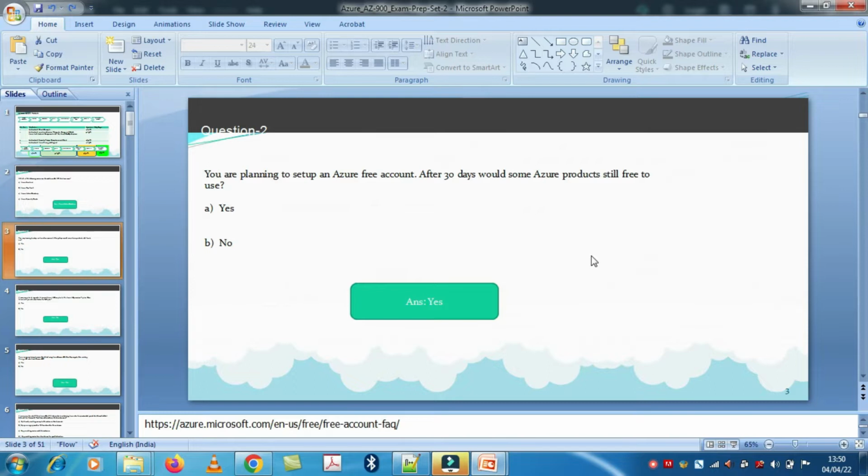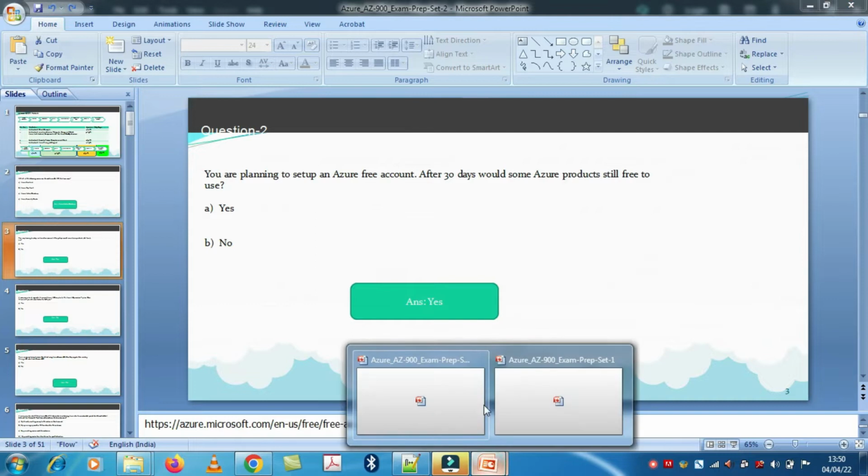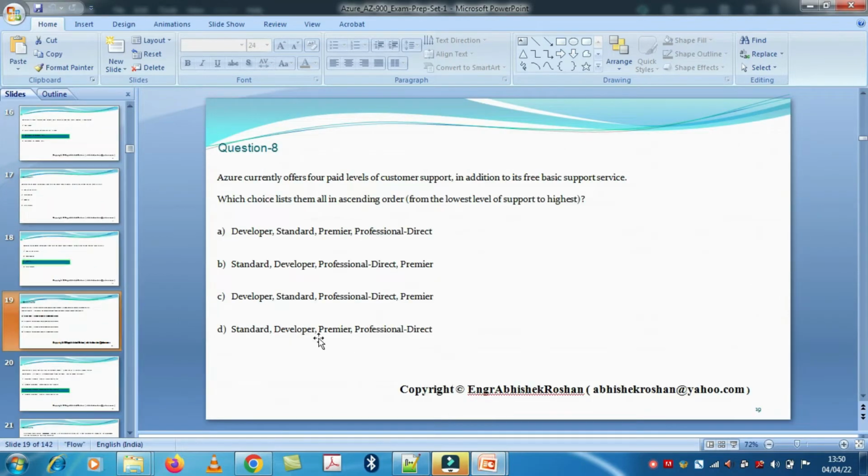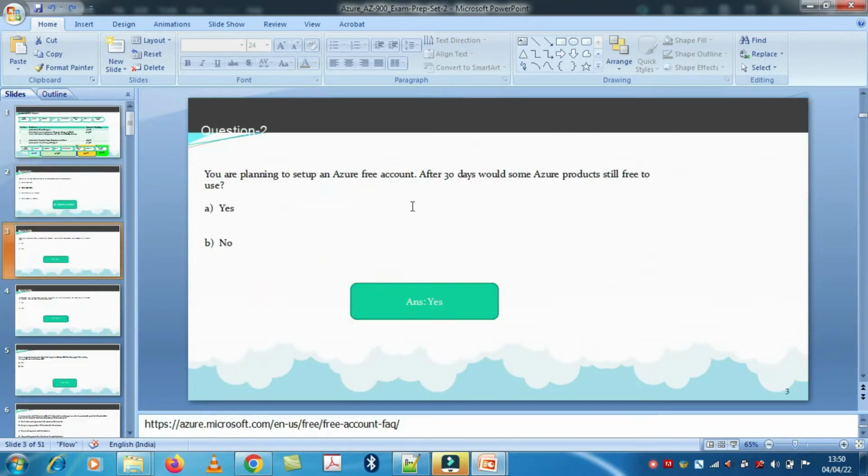Because in the previous session, I clearly told there are total four types of support plan. One is your developer plan. Another one is your professional direct, and there is something called your standard plan, right? And there is something called premier plan. There will be four types of plan. Even you can see here, I can show you, let me see if it is there or not. Yeah, so developer, standard, professional direct and premier. So these are the plans. If you come to this one, ultimately the developer plan will be free of cost, or the subscription will be free, okay, but some services you can still use after 30 days also.